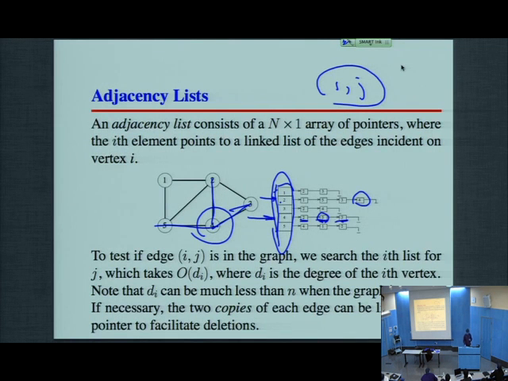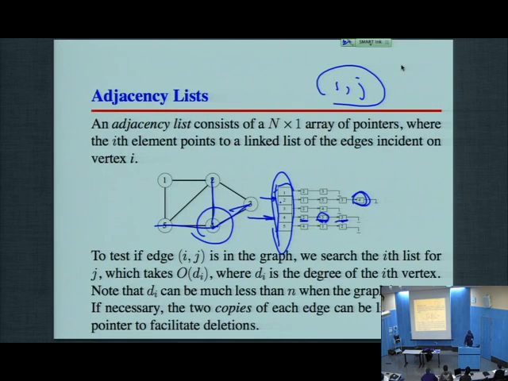Does everybody see that in this basic representation, we are representing each edge twice in the adjacency list if it's an undirected graph? If it's a directed edge, each edge is represented once. Any questions about that? Okay?